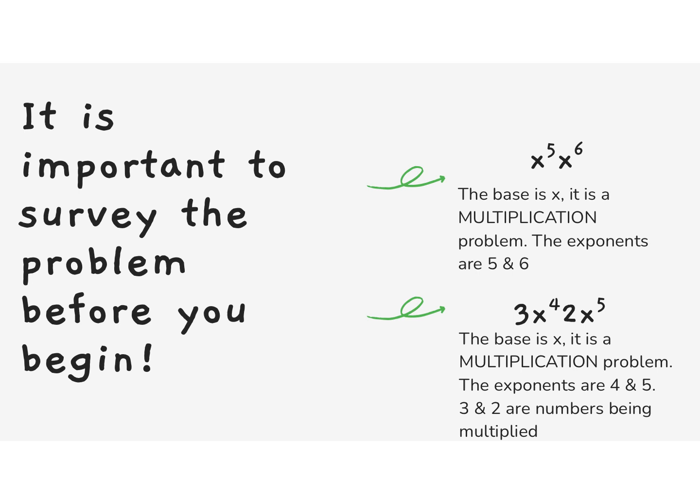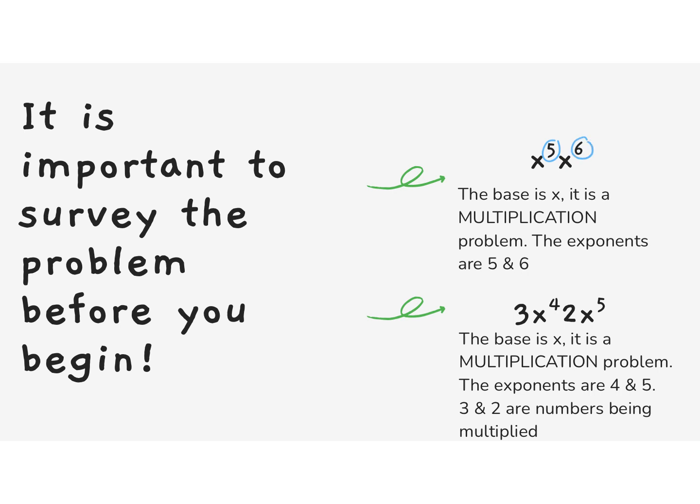All right, again, it is very important to survey our problem before we begin. So like I just said, the base in this problem of x to the power of 5 times x to the power of 6 is x. It's a multiplication problem. You are multiplying two like bases. The exponents are 5 and 6.